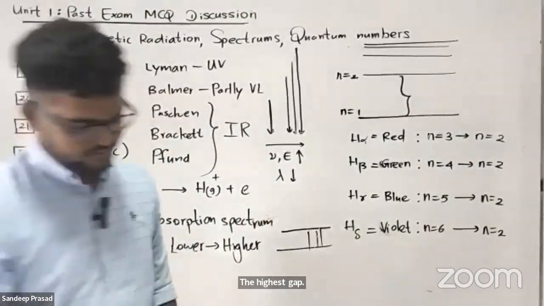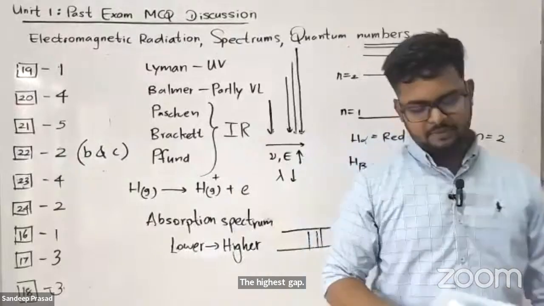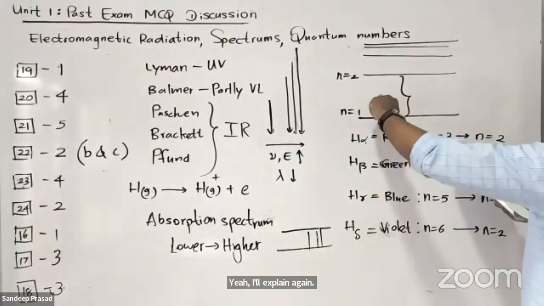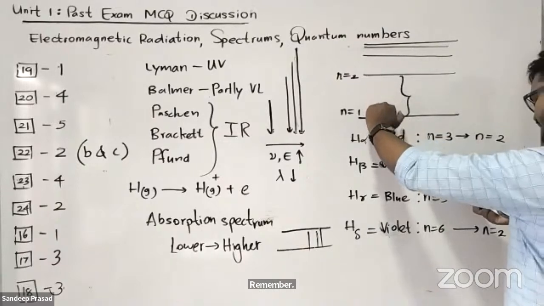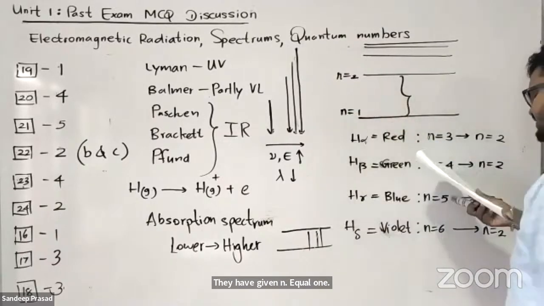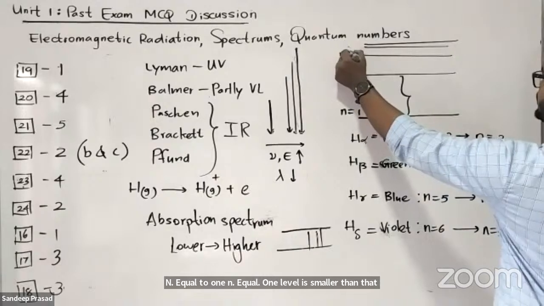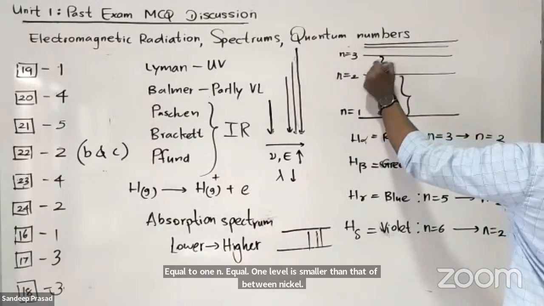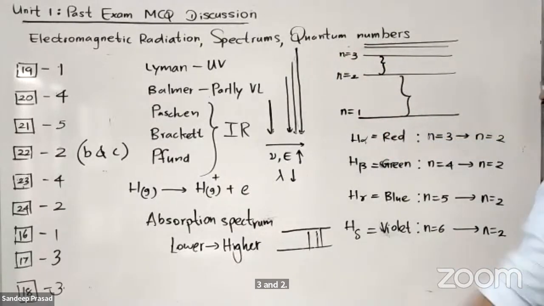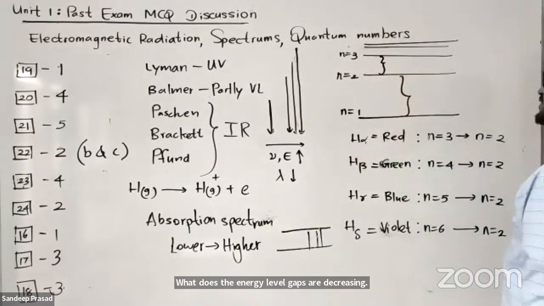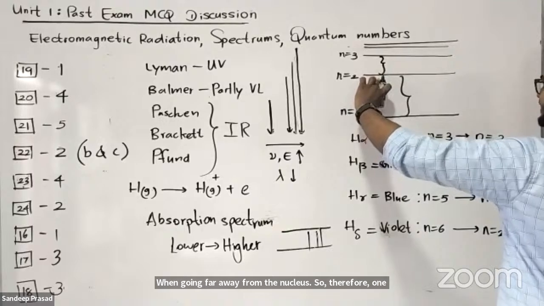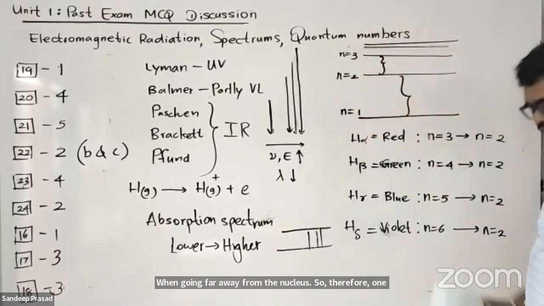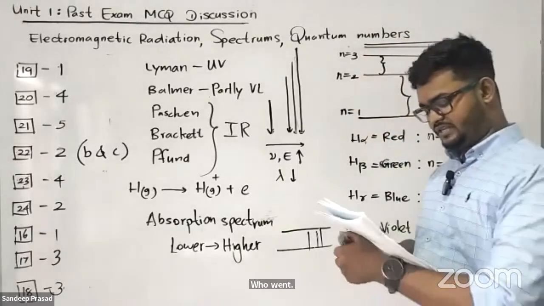Yeah, I'll explain again. Remember, they have given n equal 1, n equal 2, and the gap between n equal 1 and 2 is greater than that between n equal 3 and 2. Students, the energy level gaps are decreasing when going far away from the nucleus. So the gap between 1 and 2, consecutive energy levels, is greater than between 2 and 3. Therefore, statement D is wrong.